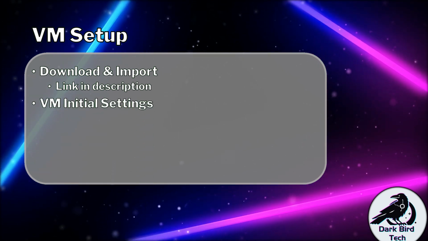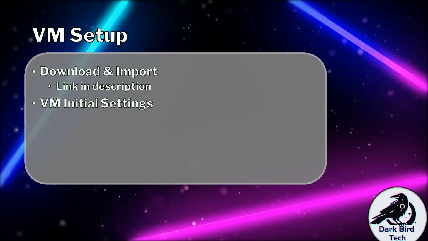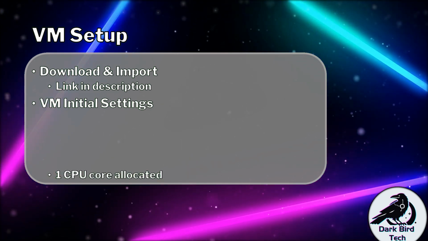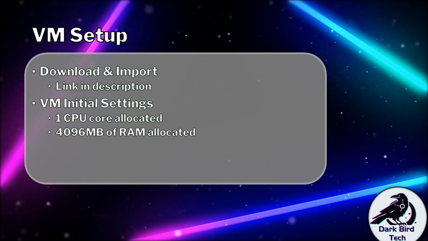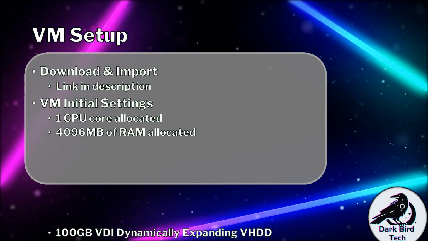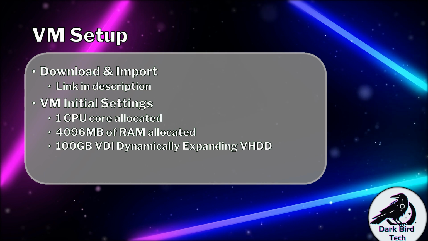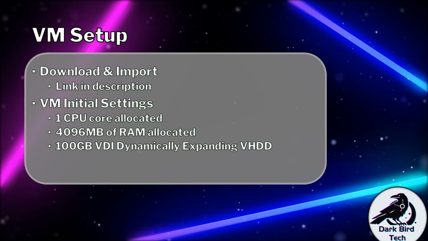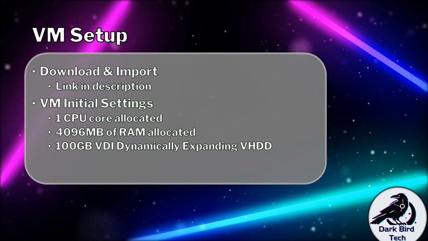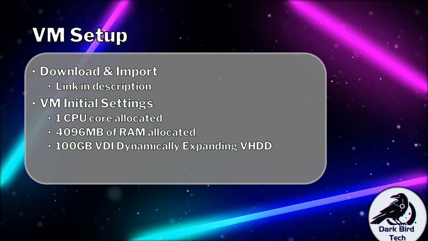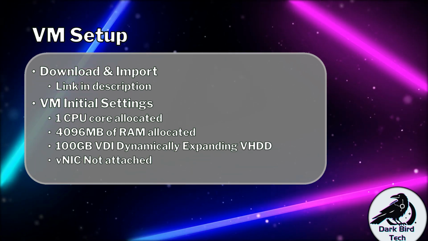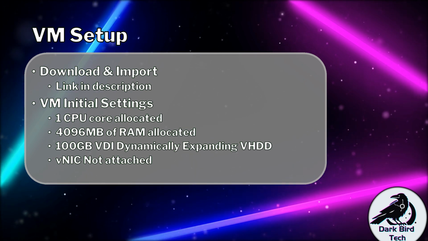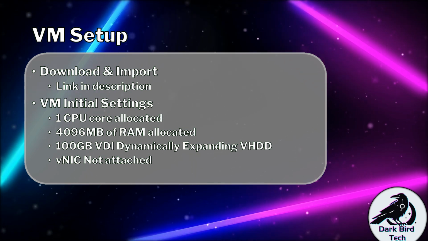Now, the VM's initial settings that I've built it with, that you'll see when you import it, will have one CPU core allocated to it. It'll have 4 GB of RAM allocated. It'll have a 100 GB VDI, virtual hard disk drive, set to dynamically expand, so it'll only use up physical storage space as it needs to. And I've set the virtual network card to not be attached. These are the initial settings. You can adjust them accordingly.